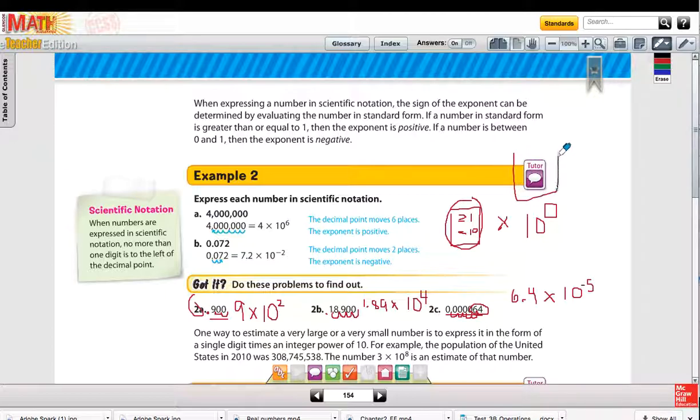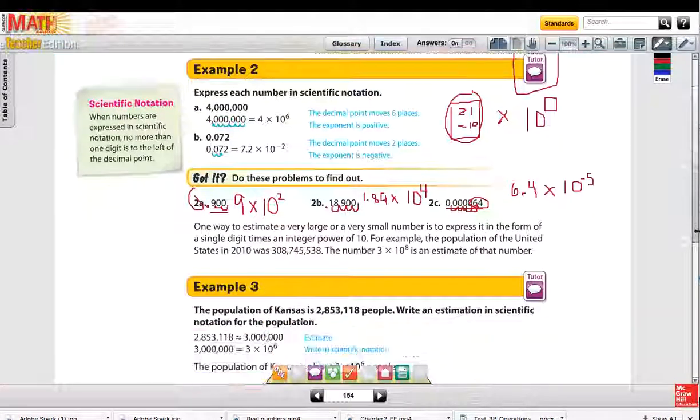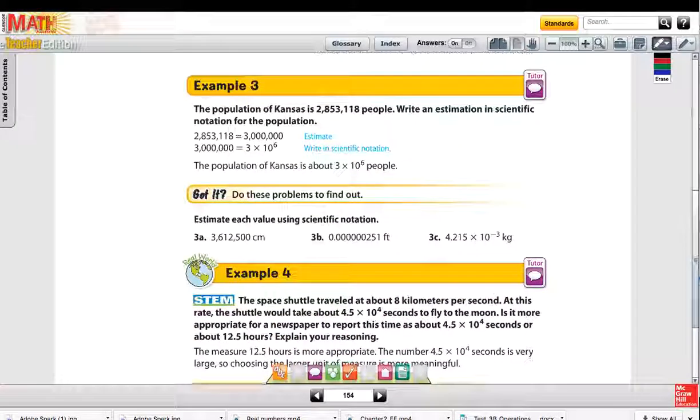Again, there's a video tutor for you to watch. There's also a BrainPop video that you're going to be watching for this lesson. It's really a simple concept, but it can get confusing when you throw all of it together.